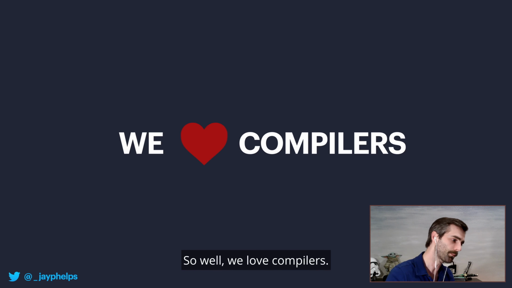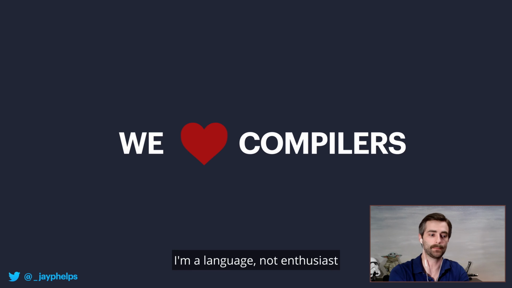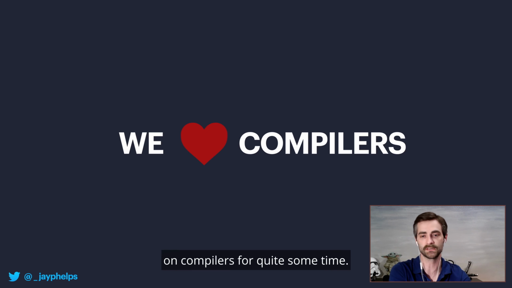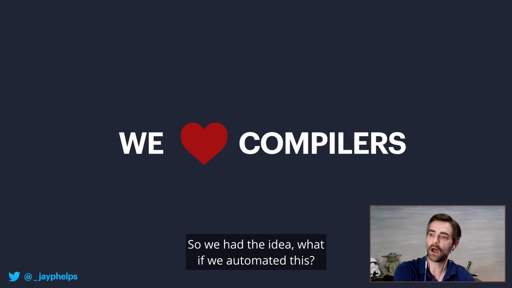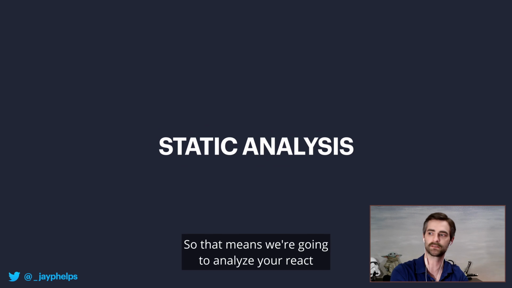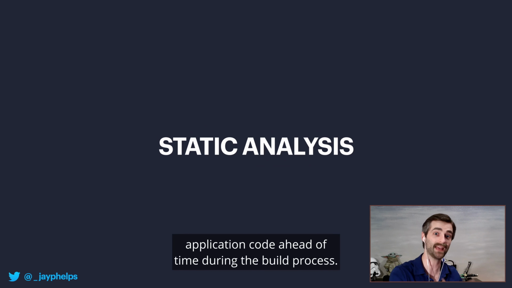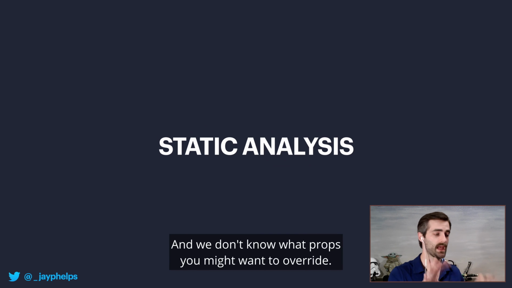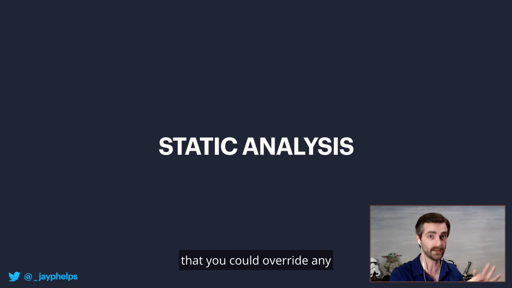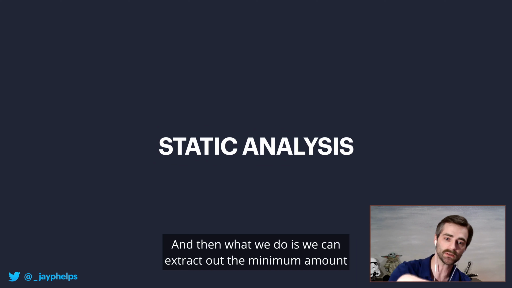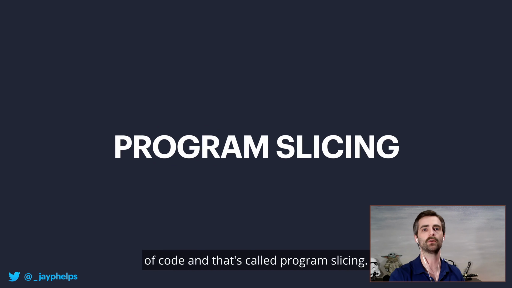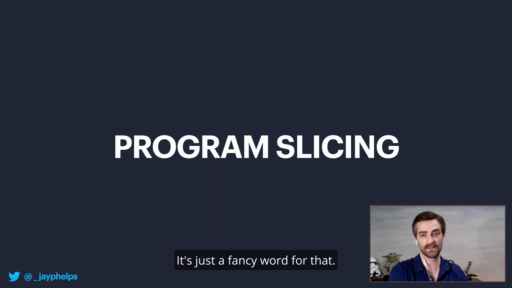So, well, we love compilers. I'm a language nut. I've been an enthusiast of compilers for quite some time. So we had the idea, what if we automated this? What if we bring in static analysis? That means we're going to analyze your React application code ahead of time during the build process. And we don't know what props you might want to override. So we have to assume that you could override any of the props for these components, right? Because we don't know. And then what we do is we can extract out the minimum amount of code. And that's called program slicing. It's just a fancy word for that.